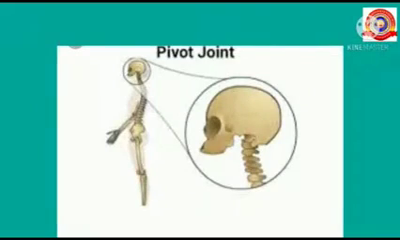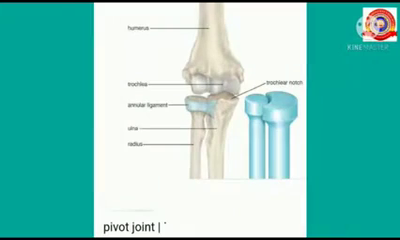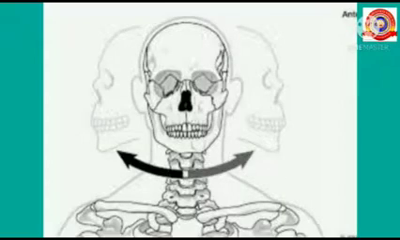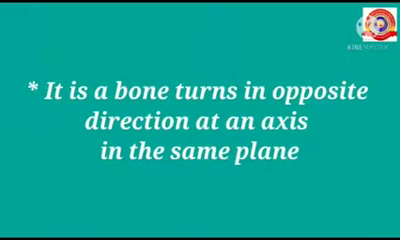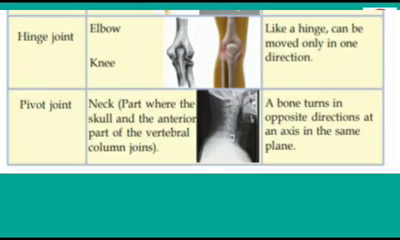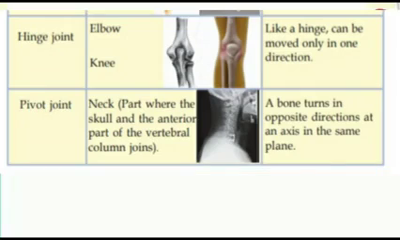The next joint is pivot joint. It is seen in the neck. It is the part where the skull and the anterior part of the vertebral column join. A bone turns in opposite directions at an axis in the same plane. So about pivot joint, a bone turns in opposite directions at an axis in the same plane. The pivot joint is seen in the neck.